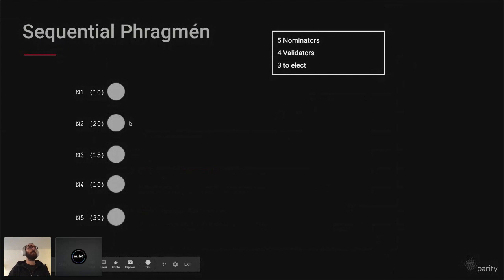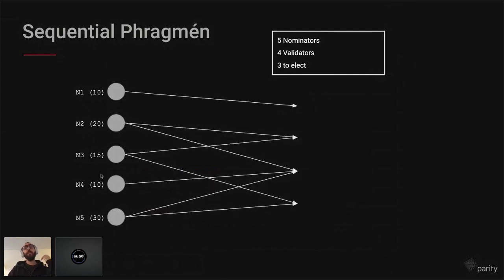Here we have 5 nominators, and each of them has an associated number of tokens: N1 up to N5, and the number of tokens that they have. They each put some votes, and by their votes, they only say who they are approving. Nominator 1 says, I'm approving validator number 1. Nominator 2 says, I'm approving these 2, and so on and so forth. So we have 5 nominators, 4 validators, and we want to elect 3 of them.